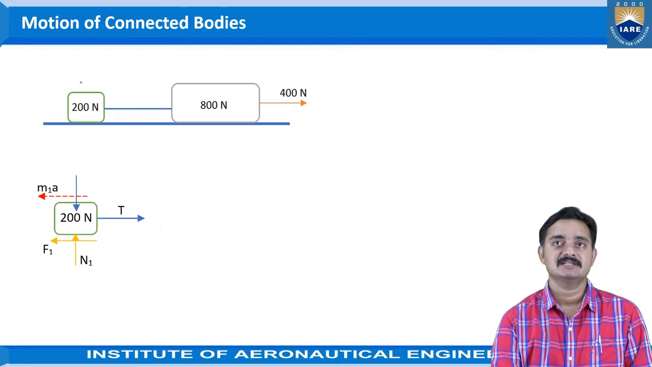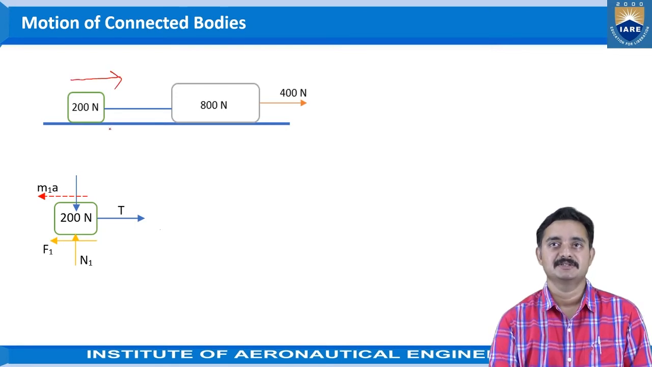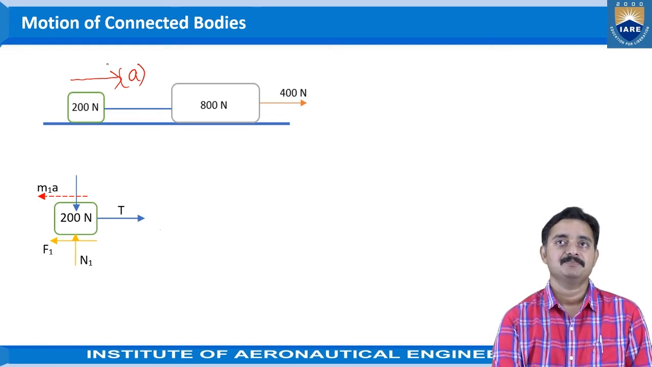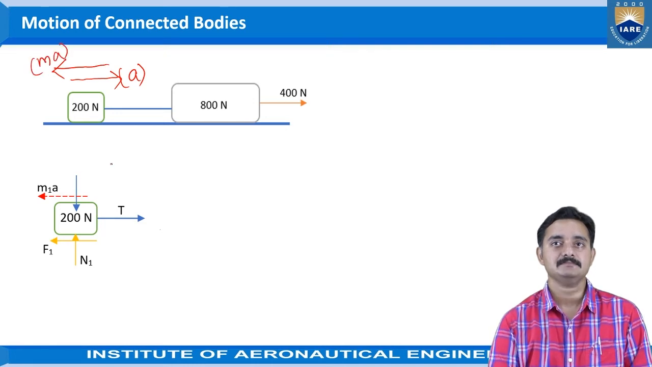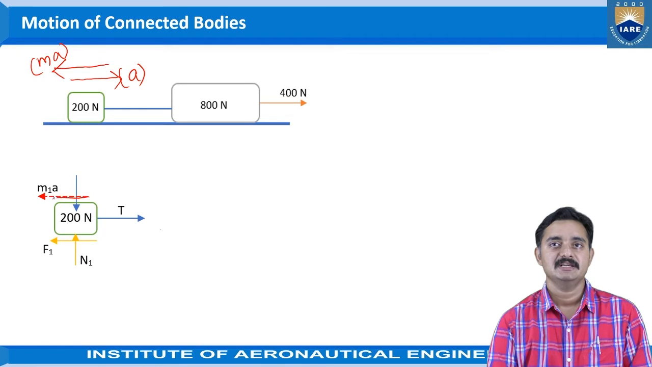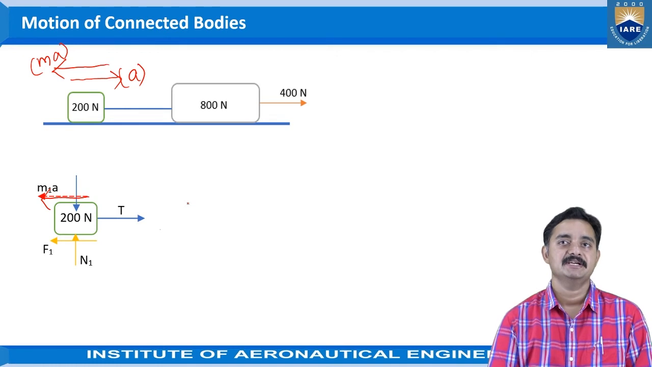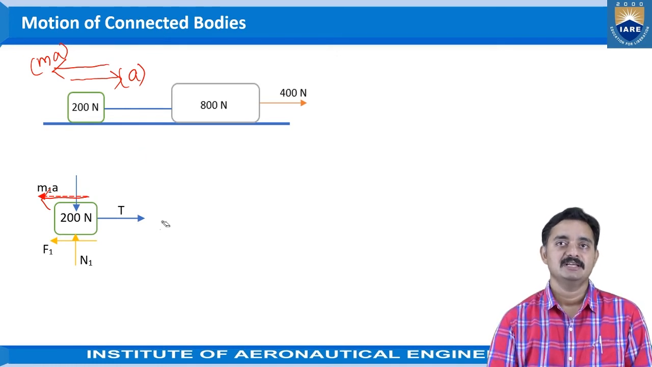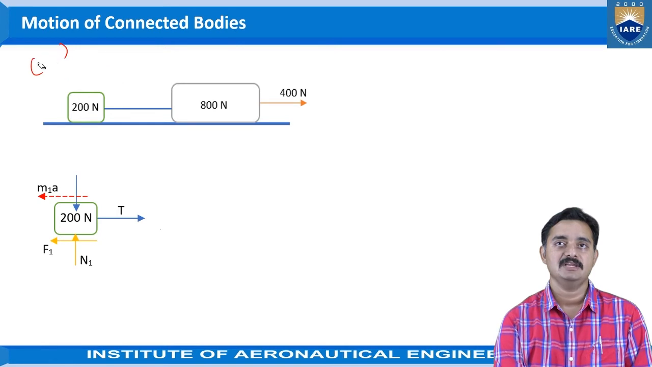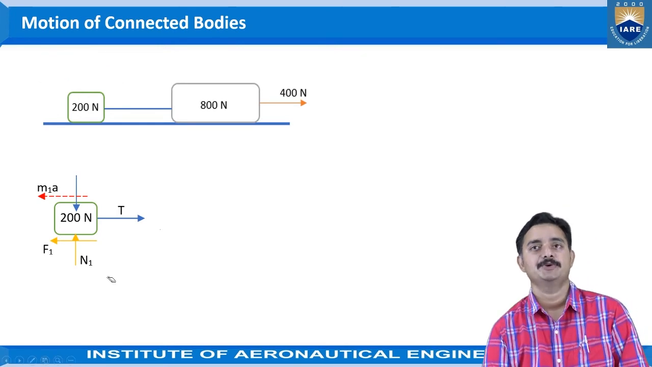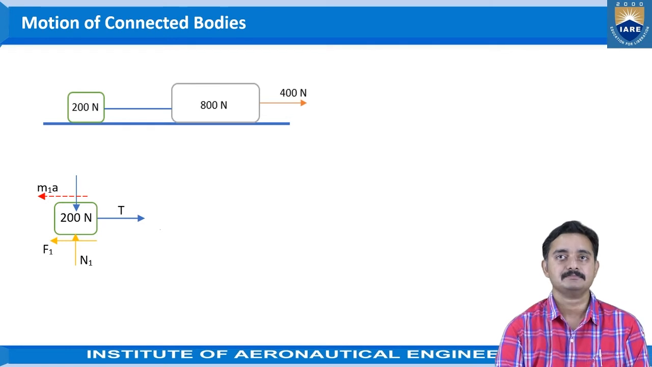Right? Now we have considered that the object is moving in the right side direction. That means it is achieving the acceleration in the right side direction. So the inertia force will be acting opposite to this direction, that is MA. In this way, we are representing the inertia force towards the left side. And we have considered M1A here because M1 is the mass of object 1, that is the 200 Newton weight mass. Okay, if you observe carefully, we have considered the acceleration as A, not A1.